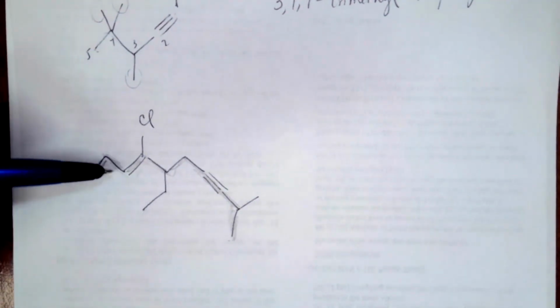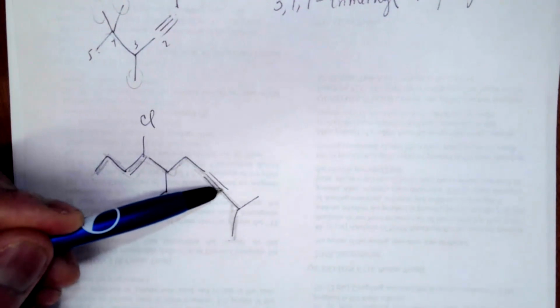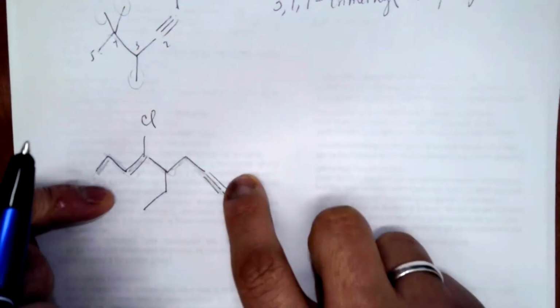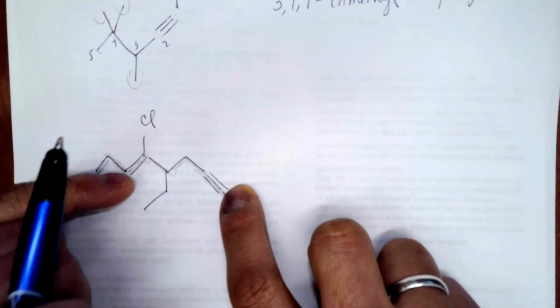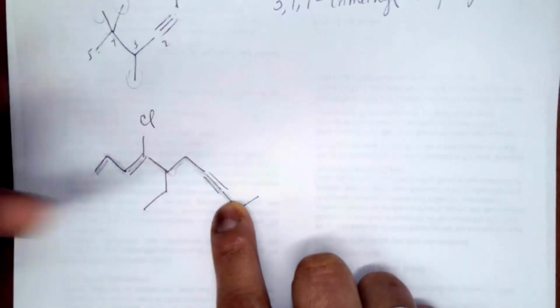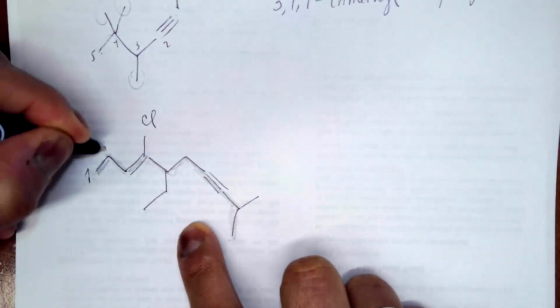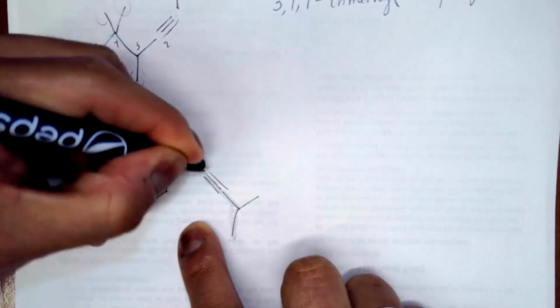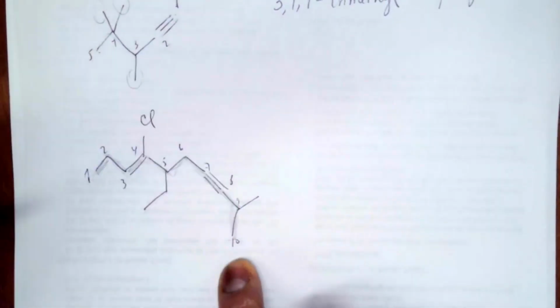1, 2, 3, double bond. 1, 2, 3, triple bond. So between double and triple bond, we say that double bond wins, right? So it's the one that beats the alkyne. So I should say 1, 2, 3, 4, 5, 6, 7, 8, 9, and 10.